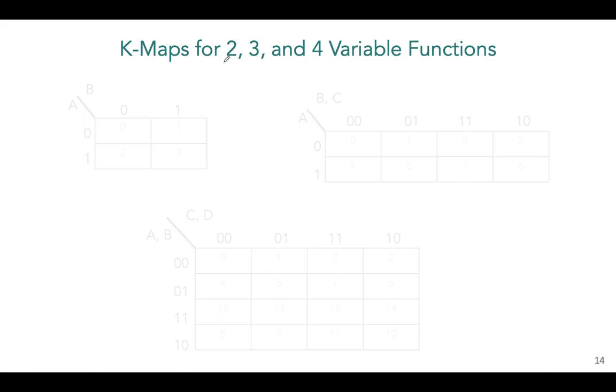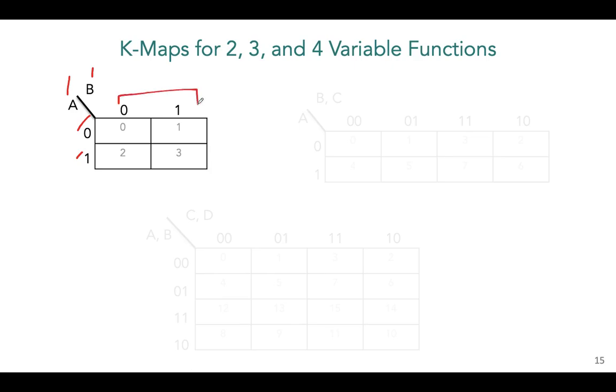So first let's start with the 2 variable function, which means we have two variables. Let's name these variables A and B. And this is what a K-map for a 2 variable function looks like, right? Now, these are Boolean variables, so both of them can have either a value of 0 or a value of 1. So here we have 0 and 1, which are the two possible values for the variable A. And similarly, here we have 0 and 1, which are again two possible values for the variable B.